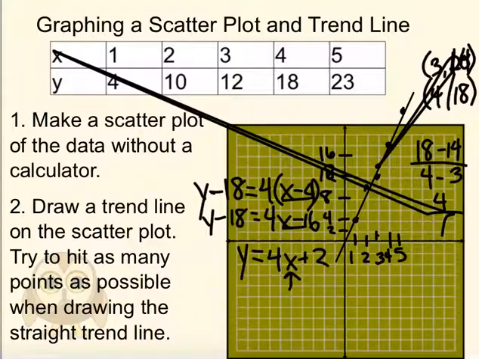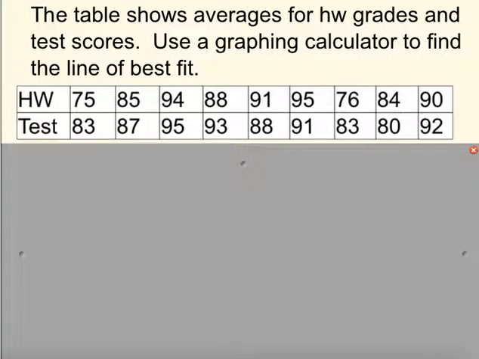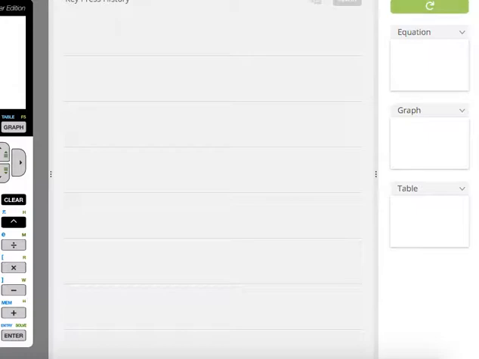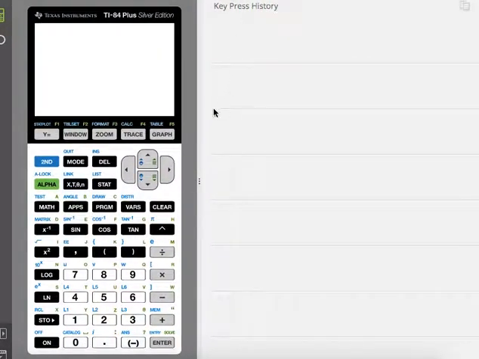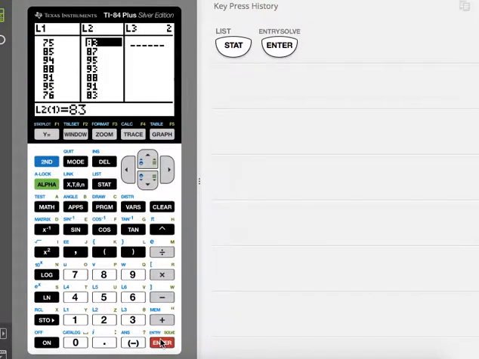Now, we could also do this with a calculator, and I'm going to do a very short tutorial on how to do this. So we have some scores here, average homework scores and average test scores. So I have plotted these in my graphing calculator that I will pull up. And let me just move this so you can see as much as possible. To do that, remember, I'm going to go to Stat and Edit, and I have all of my data in here, the x's in L1, or the homework scores in L1, and the test scores in L2.